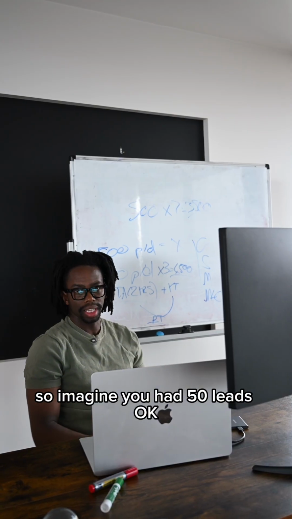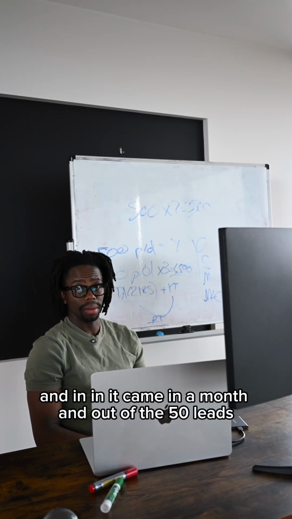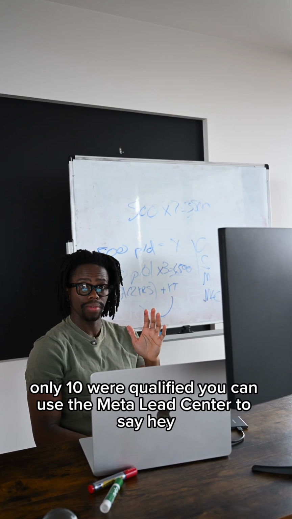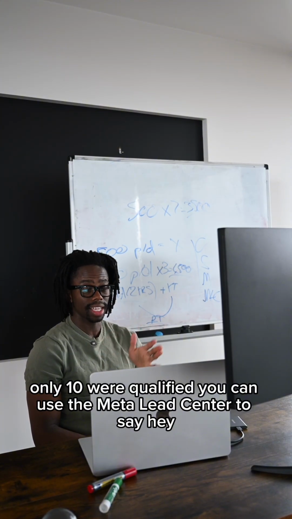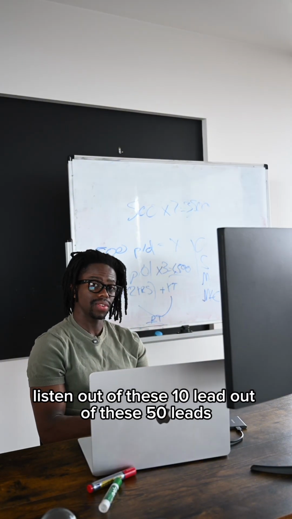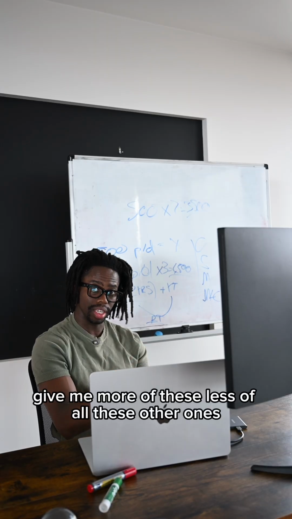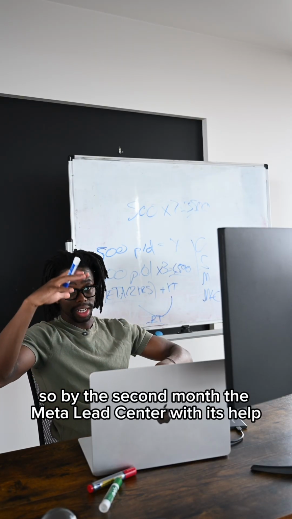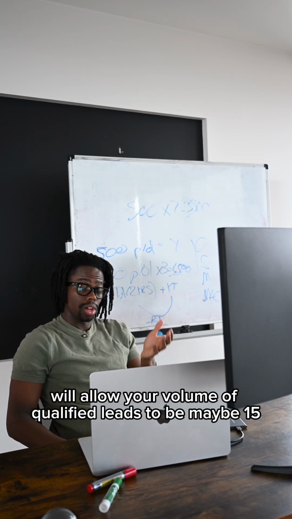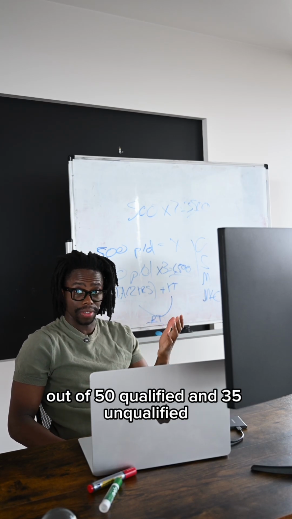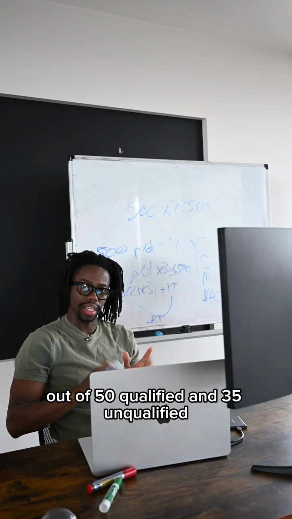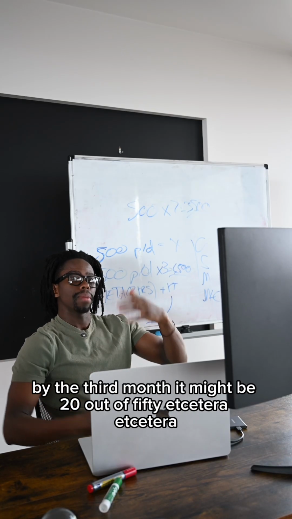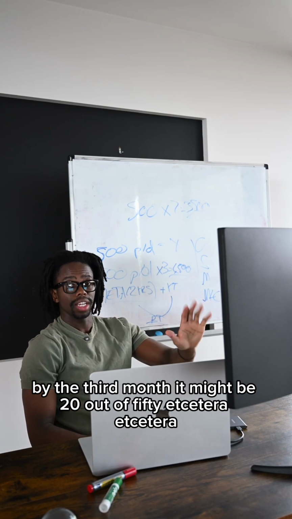So imagine you had 50 leads, okay? And it came in a month, and out of the 50 leads, only 10 were qualified. You can use the Meta Lead Center to say, hey, listen, out of these 50 leads, these 10 were qualified, give me more of these, less of all these other ones. So by the second month, the Meta Lead Center, with its help, will allow your volume of qualified leads to be maybe 15 out of 50 qualified and 35 unqualified. Give feedback to Meta Lead Center again. By the third month, it might be 20 out of 50, et cetera, et cetera.